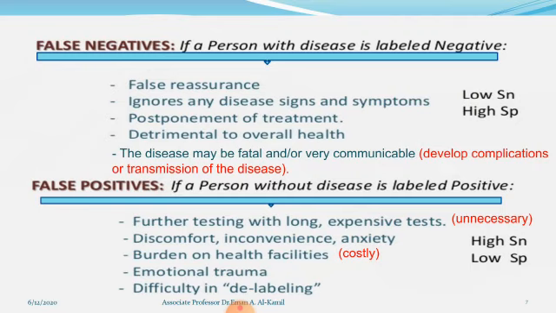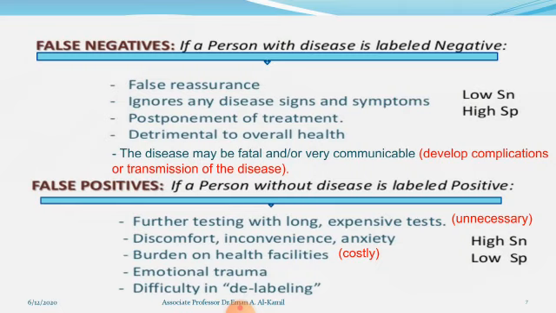While on the other hand, the false positive individuals are individuals who have no disease according to the standard test, but are labeled as having the disease according to the screening test. So what are the implications of such a false positive? We may refer him for further tests, which may be expensive, time consuming for the healthcare services, or painful, and they are unnecessary tests.